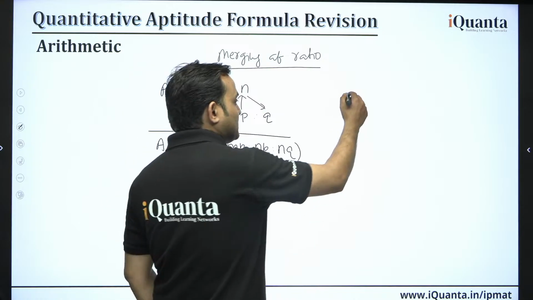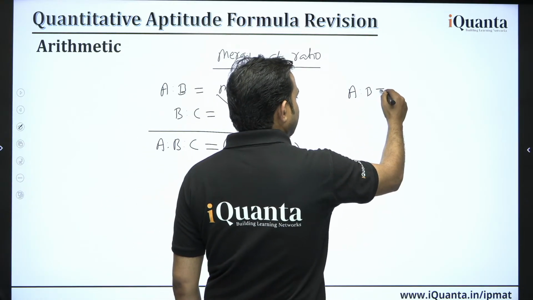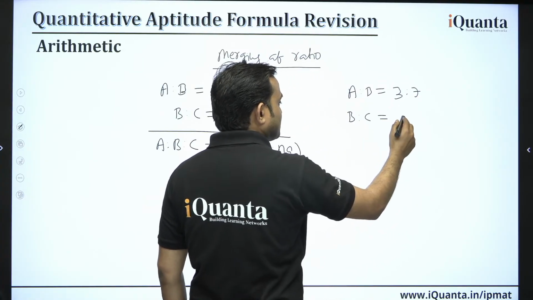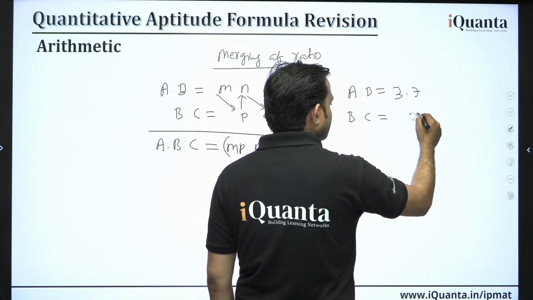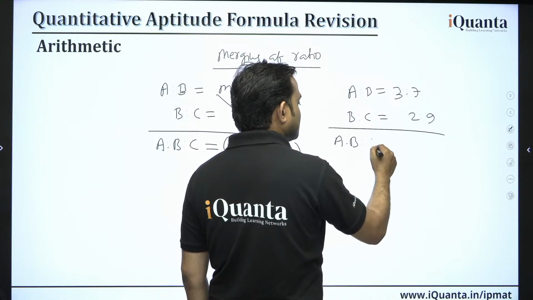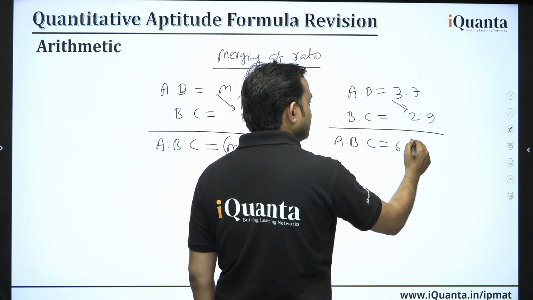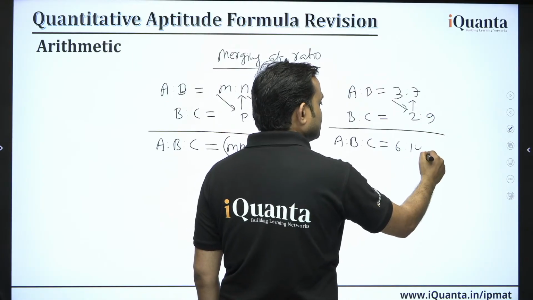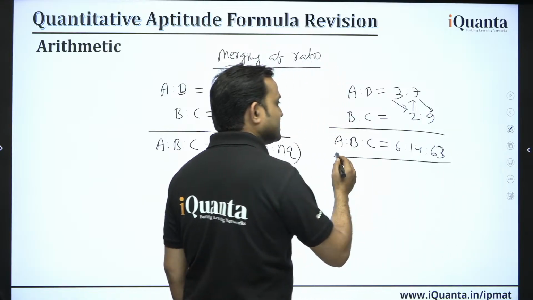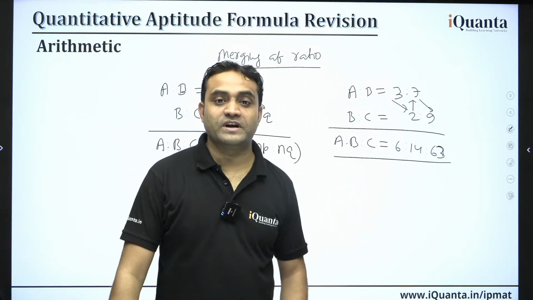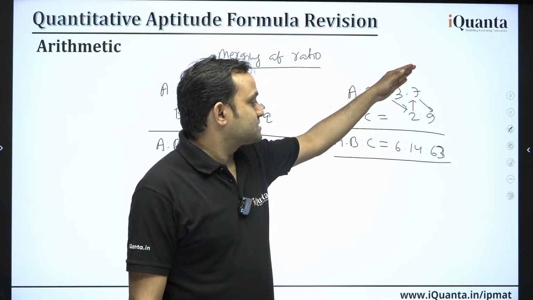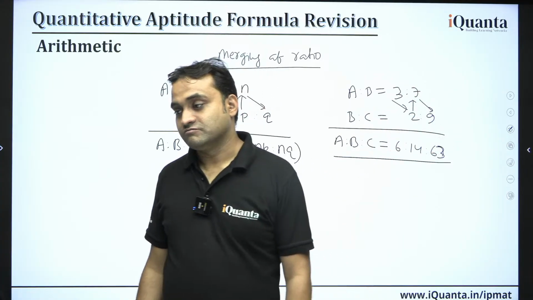For example, let's say we have A is to B is equal to 3 is to 7 and B is to C is equal to 2 is to 9. What we can say is that A is to B is to C will be equal to 3 into 2 is 6, 7 into 2 is 14, 7 into 9 is 63. So you can see how quickly we can find the ratio between A, B, C here. 6 is to 14 is to 63, right? All right.